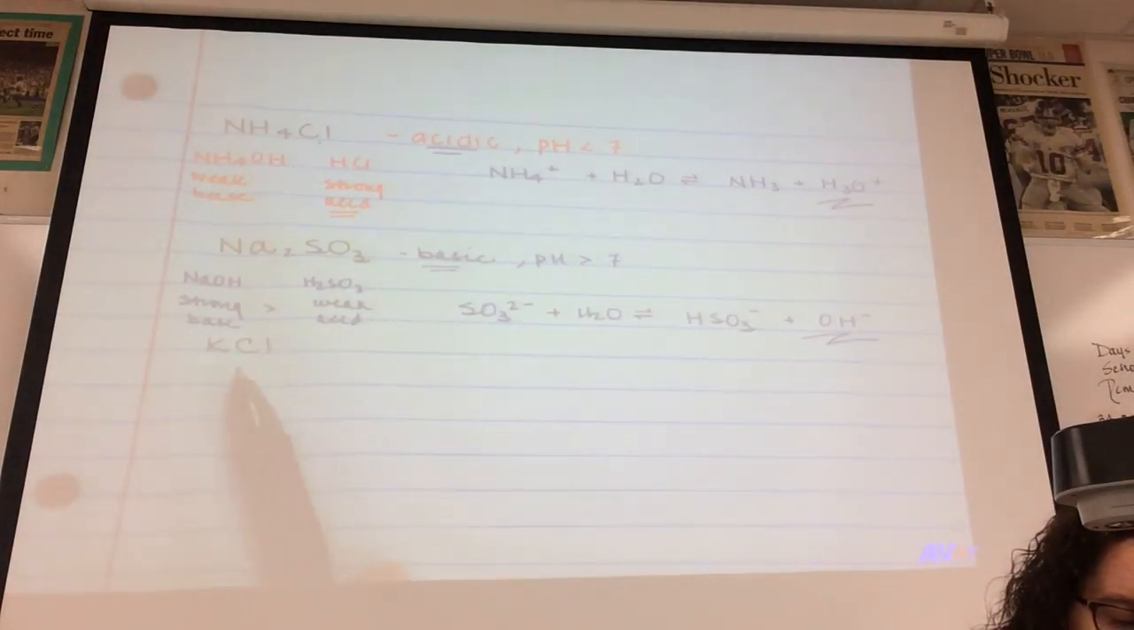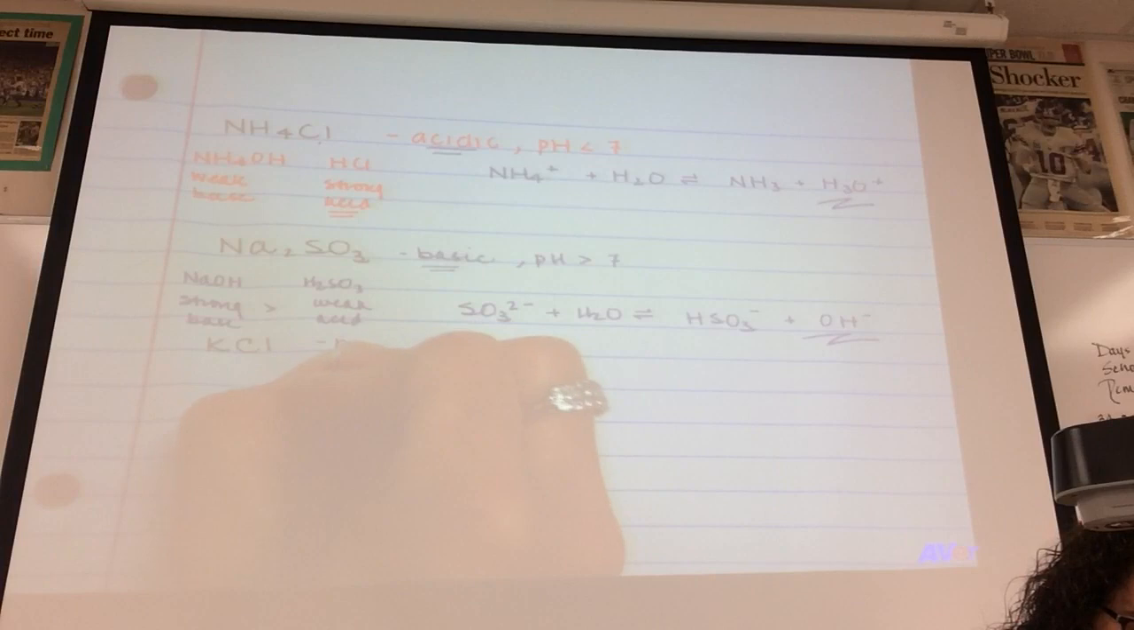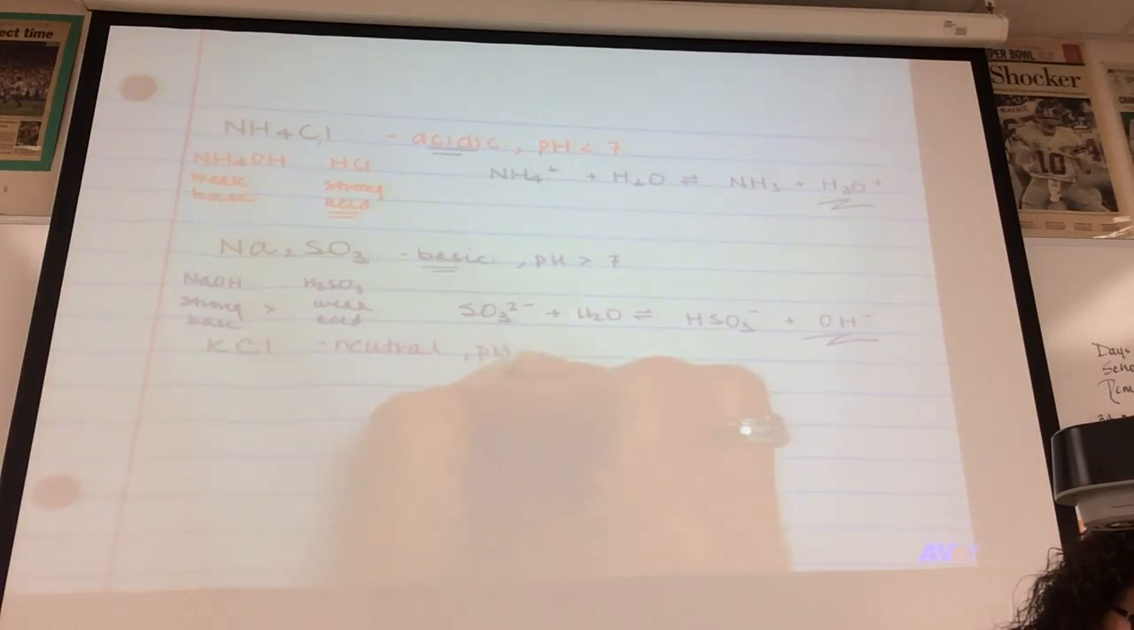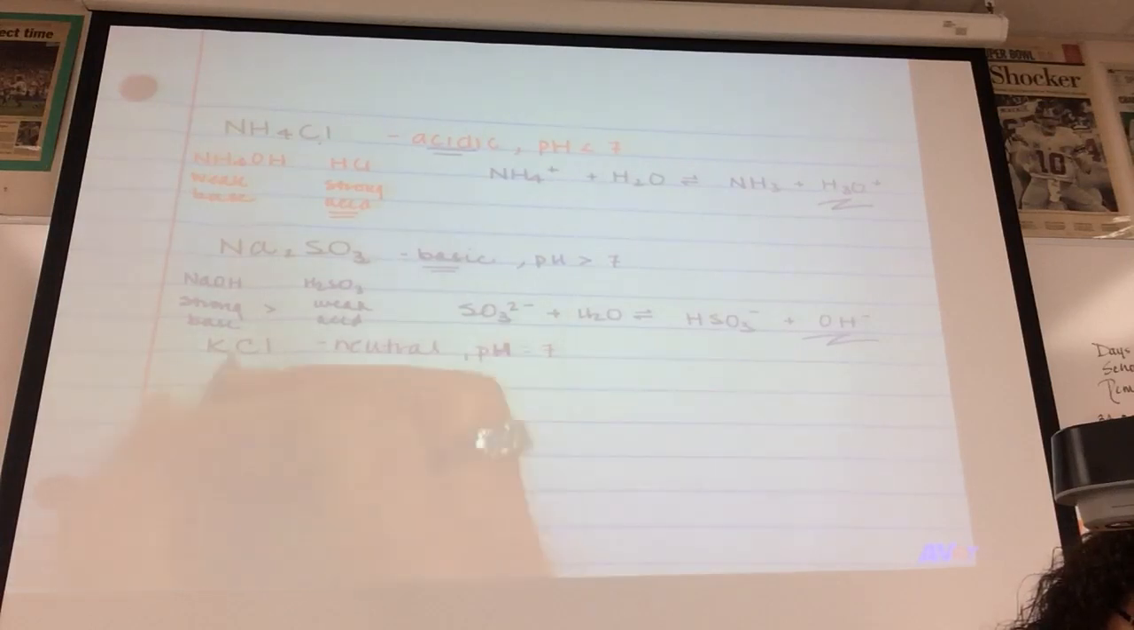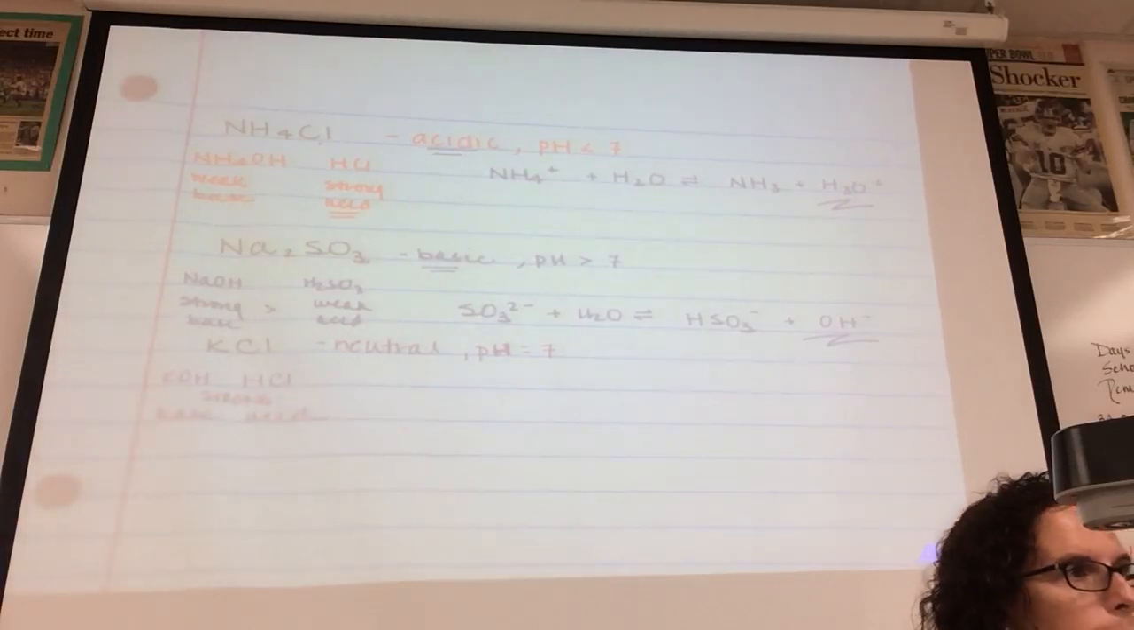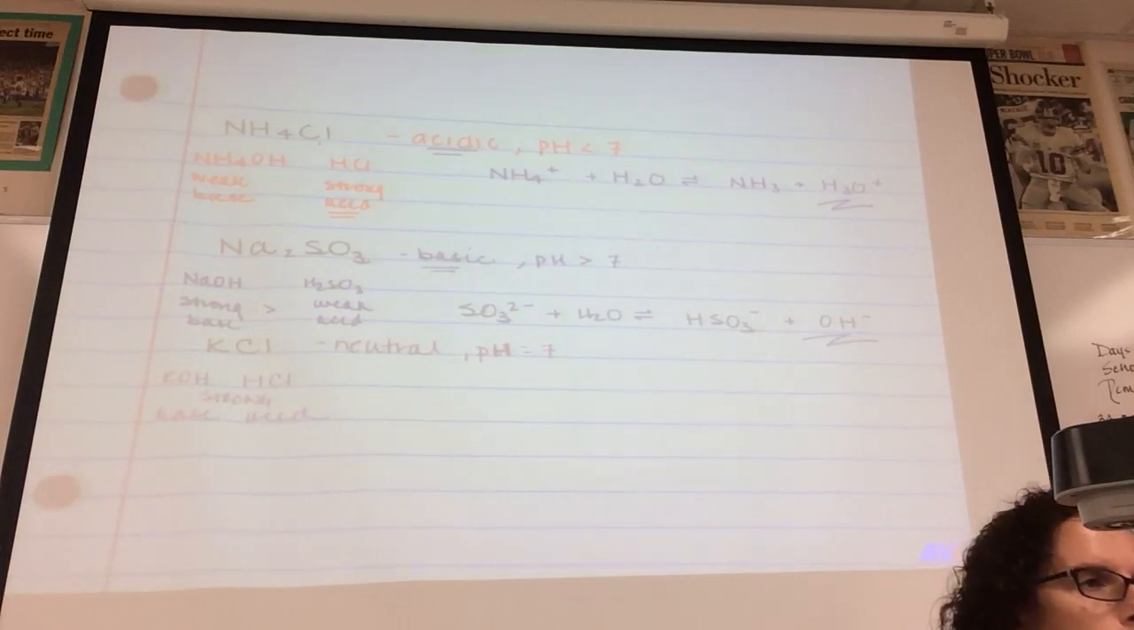Why would potassium chloride be a neutral salt? Strong base, strong acid. Exactly. Neither ion's going to hydrolyze. You've got potassium hydroxide, a strong base, hydrochloric acid, strong acid, and so this one is going to have a pH of 7. Now, if you have weak, what do you do?